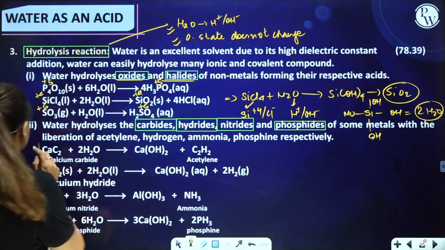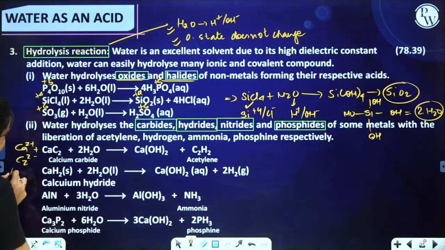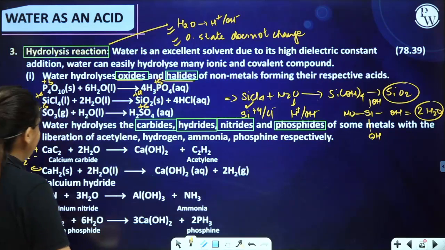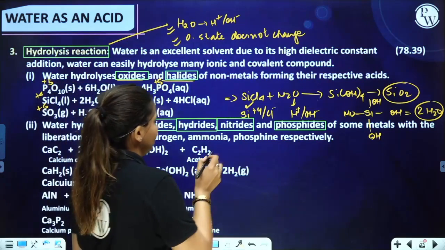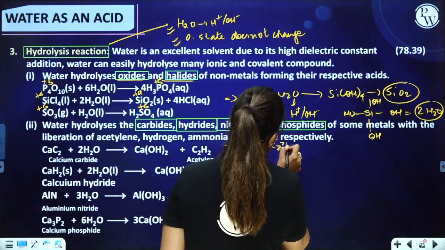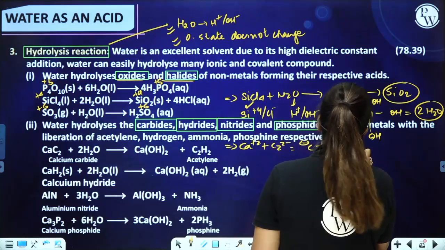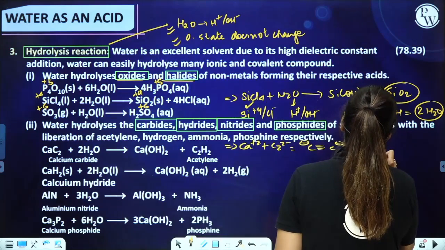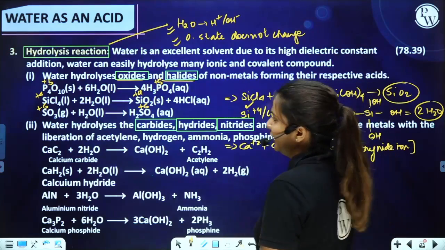Calcium carbide we have. See, what is calcium carbide? This is Ca2+ plus C2 2-. The ion will be C2 2-. This is called the ethynide ion. I am writing this over here, there we do not have the space. Calcium +2, C2 2-, which is C triple bond C, and this is called the ethynide ion, C2 2-.